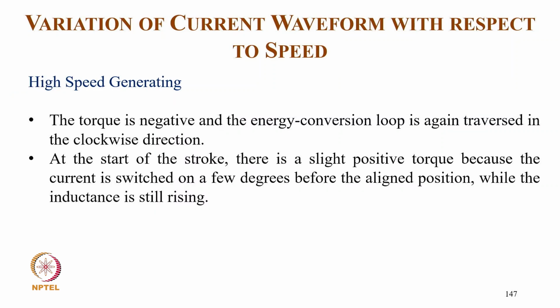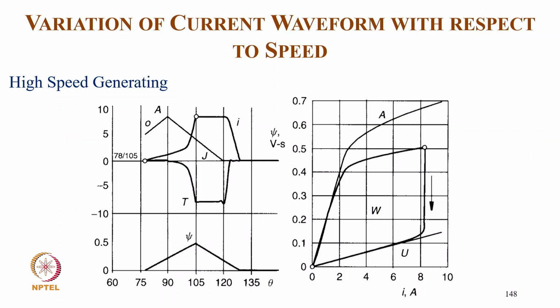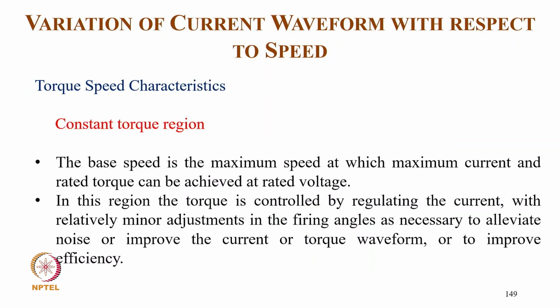So in high speed generating, the torque is negative and the energy conversion loop is again traversed in the clockwise direction. At the start of the stroke, there is a slight positive torque because the current is switched on a few degrees before the aligned position, while the inductance is rising. That is high speed. So at high speed also you require time for building up the current, and the torque is typically negative, and the flux, and then how the portion of the psi characteristic gives the work done.